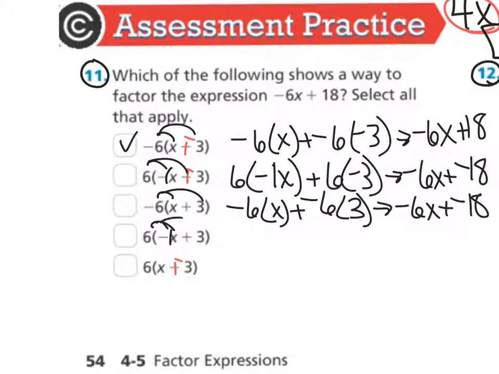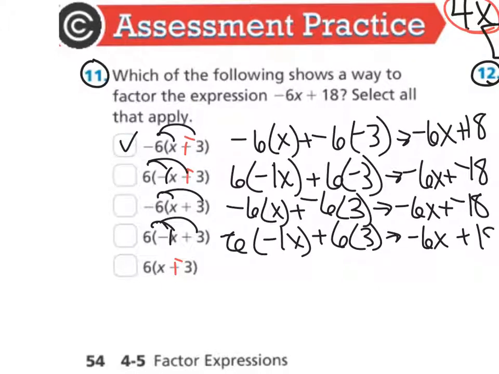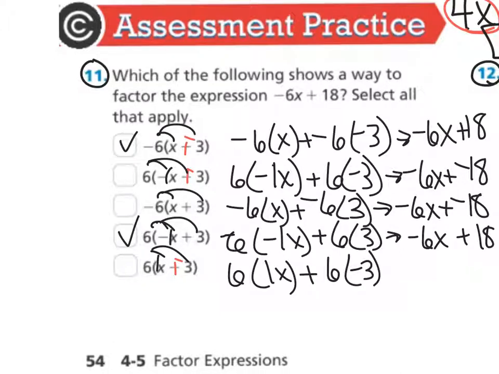The next one would be negative 6x plus 18, so that works. And the last one would be 6x plus negative 18 or 6x minus 18, so that does not work. So there are the 2 answers that work for number 11.